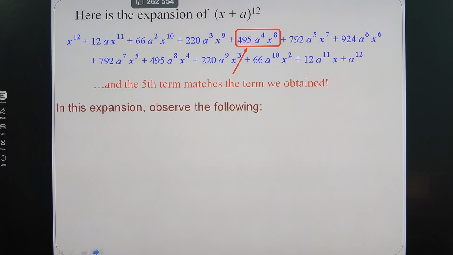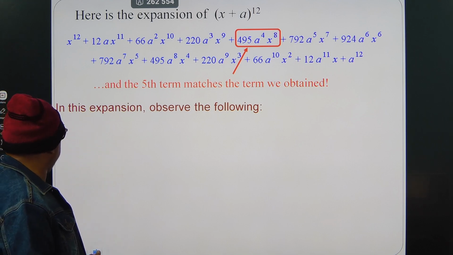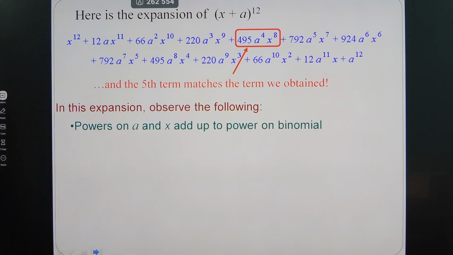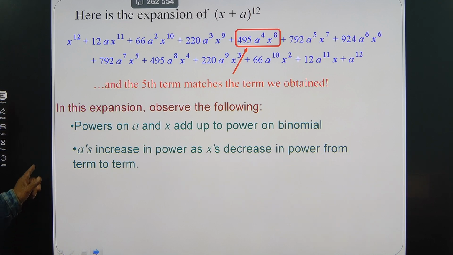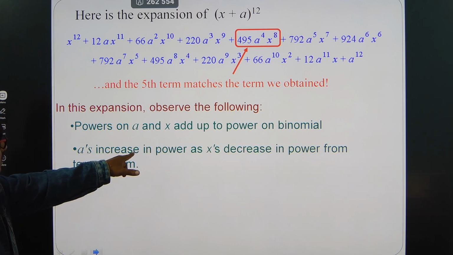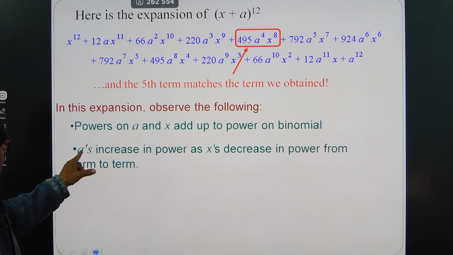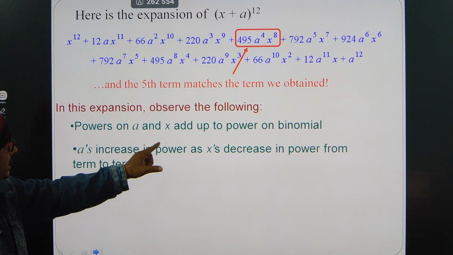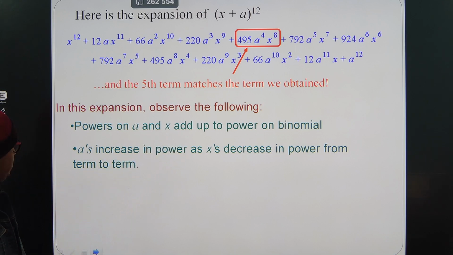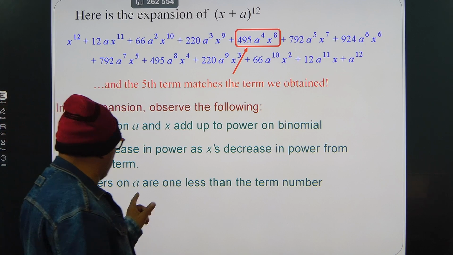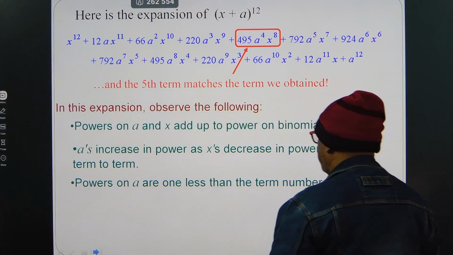In this expansion, observe the following. The powers of a and x add up to the power of the binomial. The power of a increases and the power of x decreases from term to term. Next, the powers on a are 1 less than the term number.